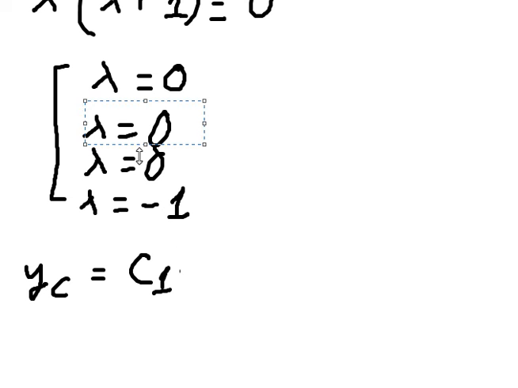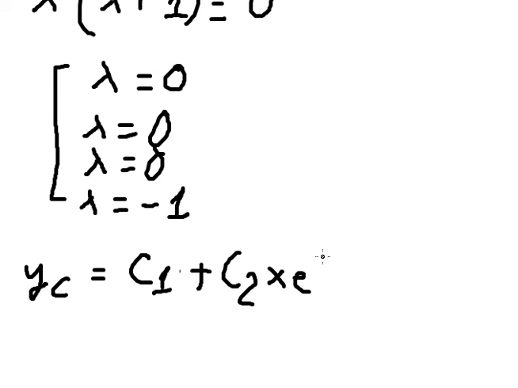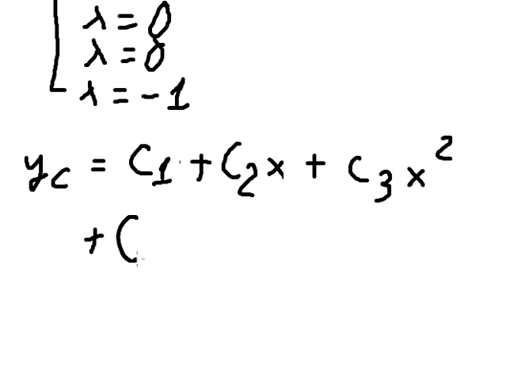Because we have the second 0 in here, we have c2, and we put s, e to the power of 0s. So this one we have 1. Now we have c3, s square, and the next one we have c4, e to the power of negative s.